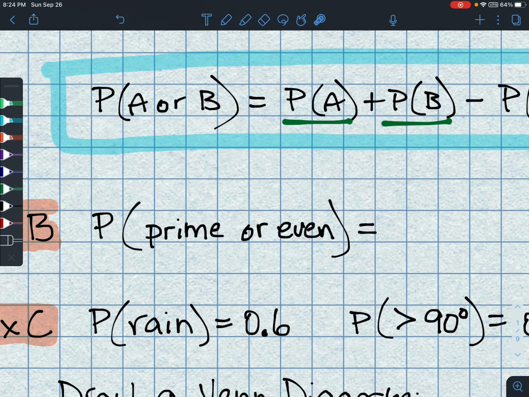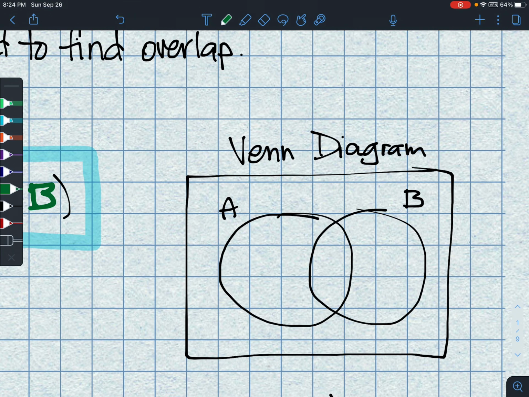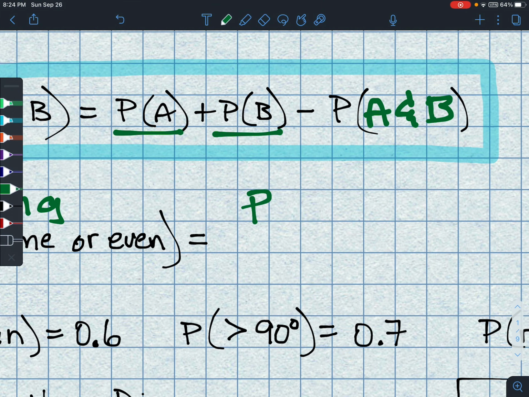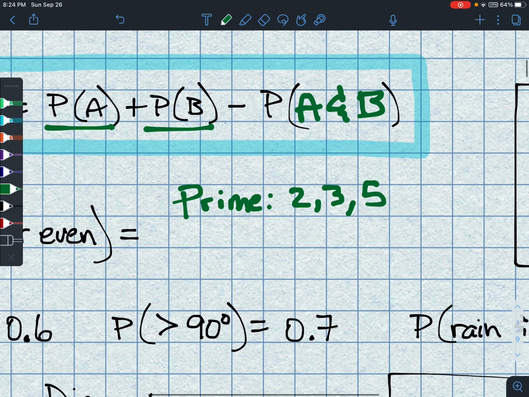So here's an example. If we are rolling a die, what is the probability of getting a prime number or an even number? So let's come over here and use our Venn diagram and list out what are the prime numbers. Well, you may have forgotten what the prime numbers are. So let me list off on a die. 2, 3, and 5 are the prime numbers because those numbers are not divisible by anything except itself and 1. Hopefully you know what the even numbers are. Let's list them off anyways.